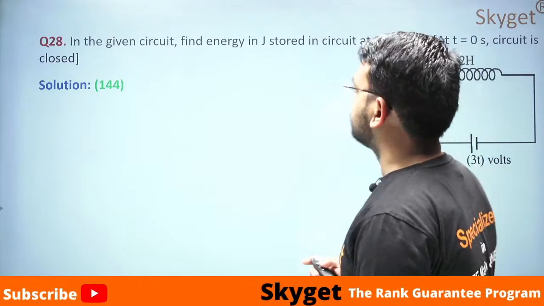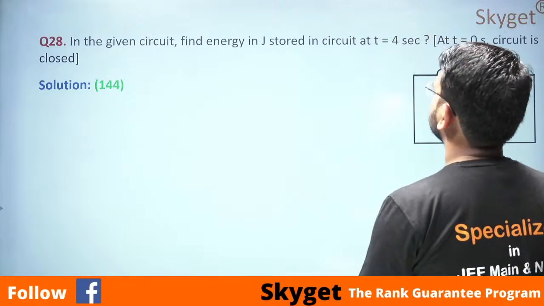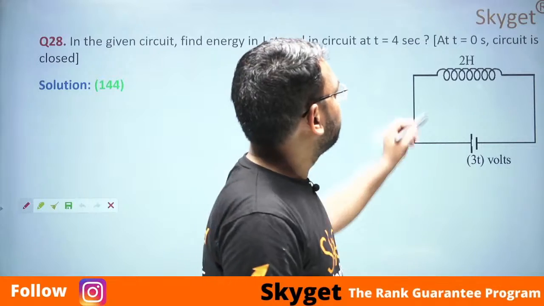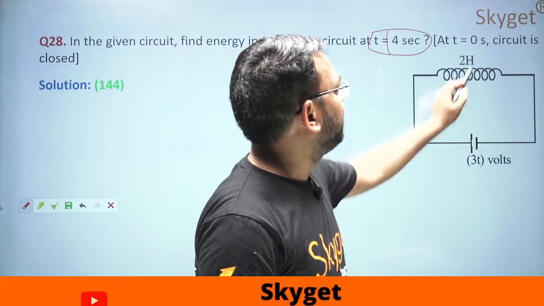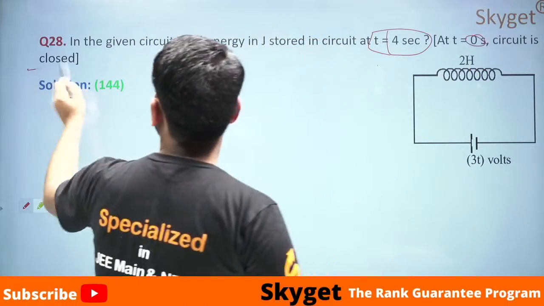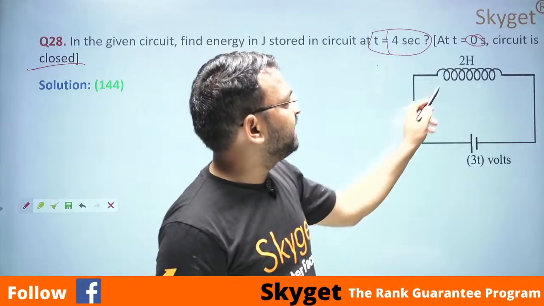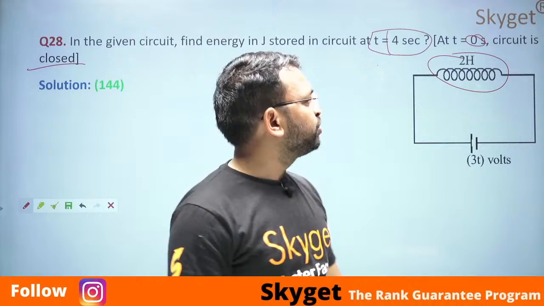Alright, so we are not going to use so much time. In the given circuit, find the energy in J stored at 4 seconds. Again, a simple question, formula based, integration based. They are saying to find the energy stored at t equal to 4 seconds. At t equal to 0, the circuit is closed. So as soon as they close the circuit, what will happen? The inductor will start storing the energy. Understand? It will start storing the energy.